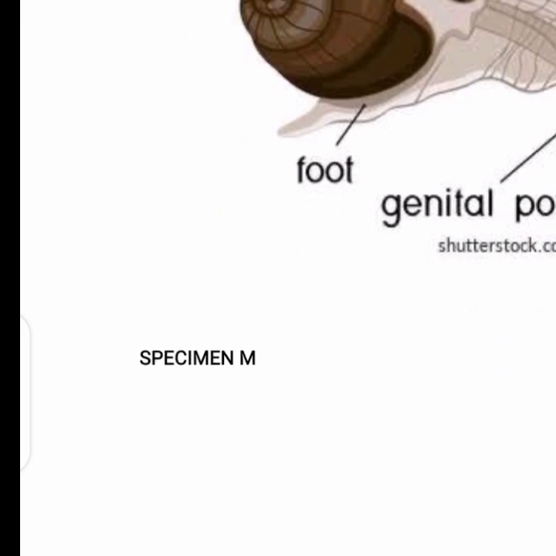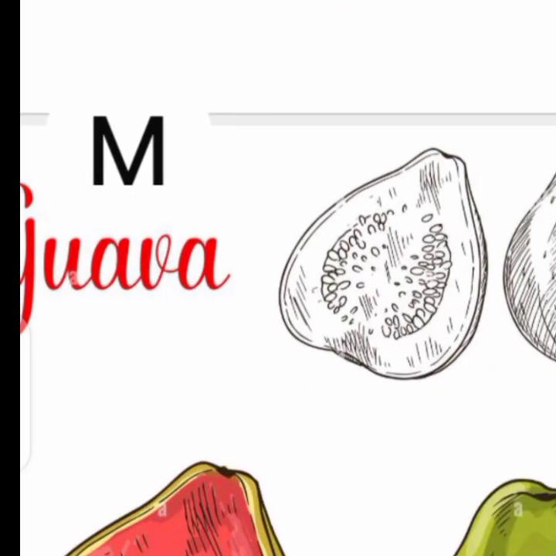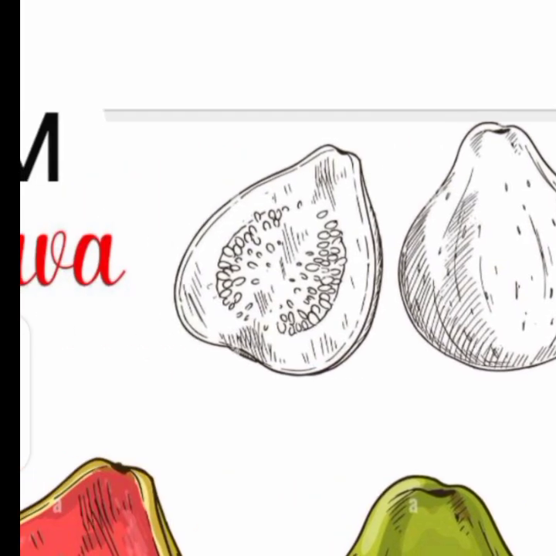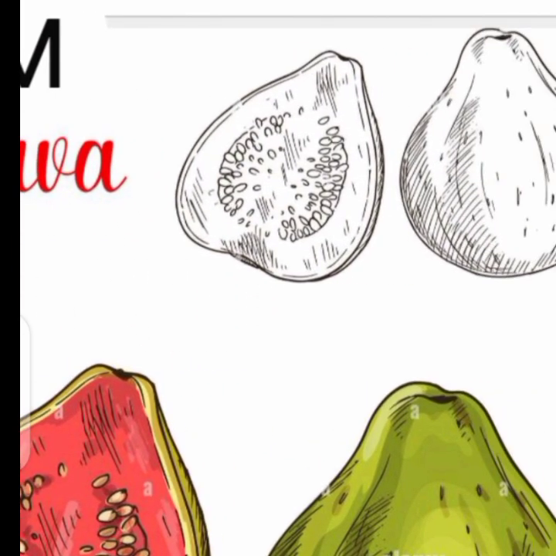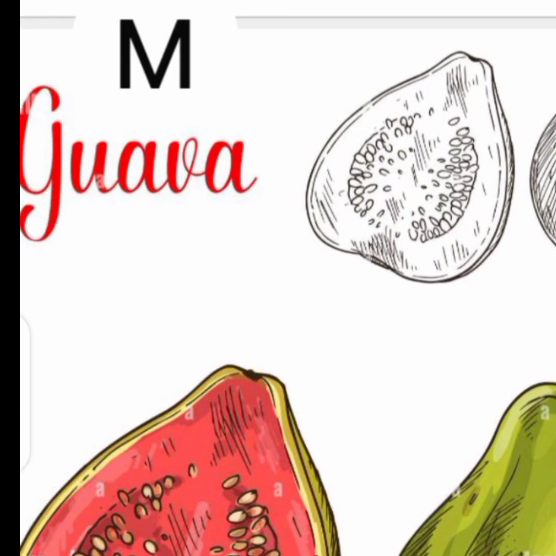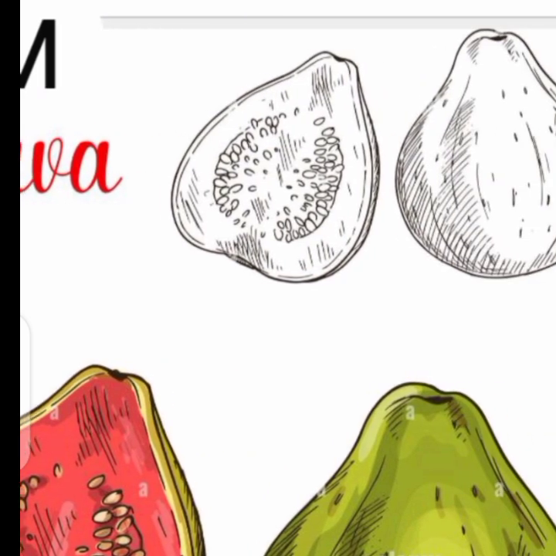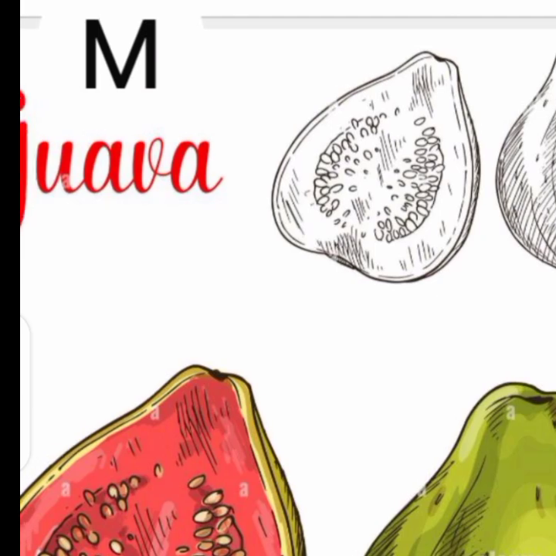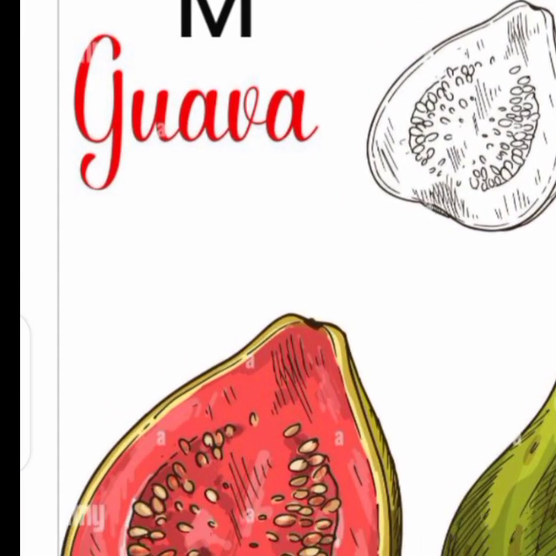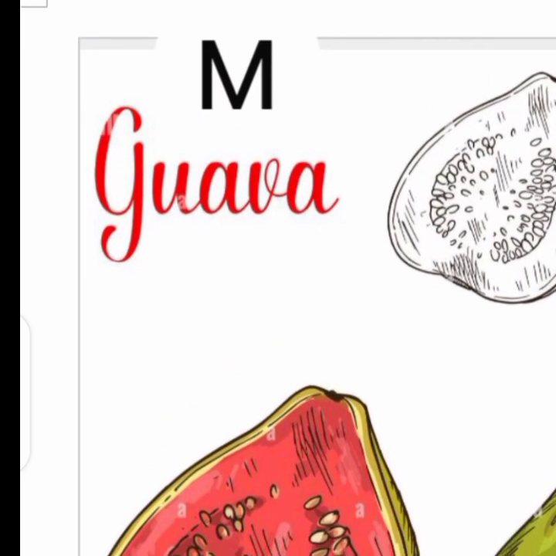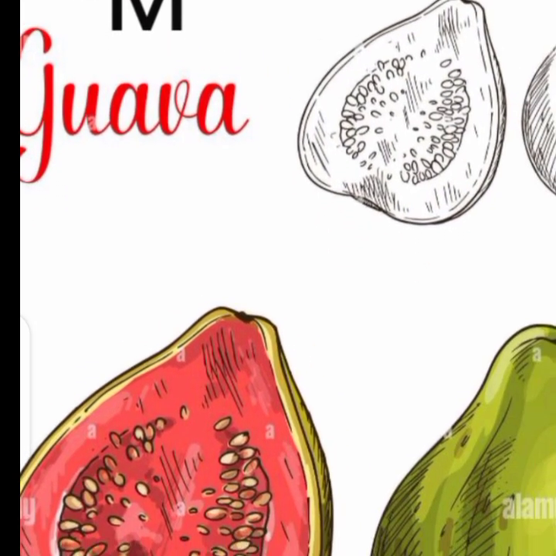So let's move to specimen M, which is guava. Sorry we could not get a label for this, but let's look at the fruit structure. Guava has a thick skin called the exocarp, a juicy pulp, the mesocarp, and the seed. You can see the seed right there. The juicy pulp is, let's say, these red parts. The skin outside is the exocarp.